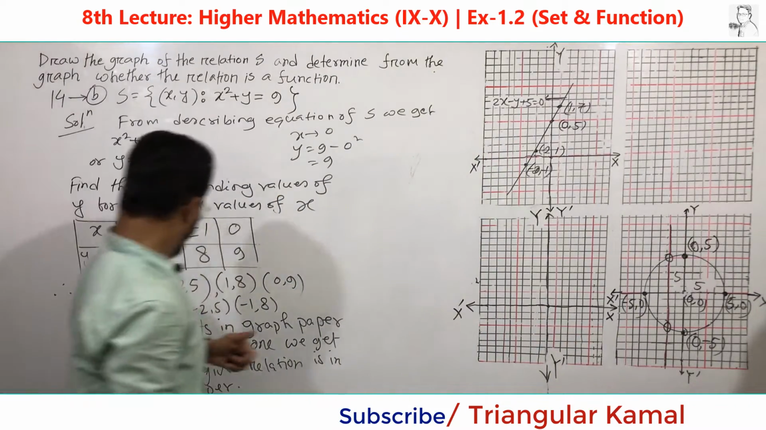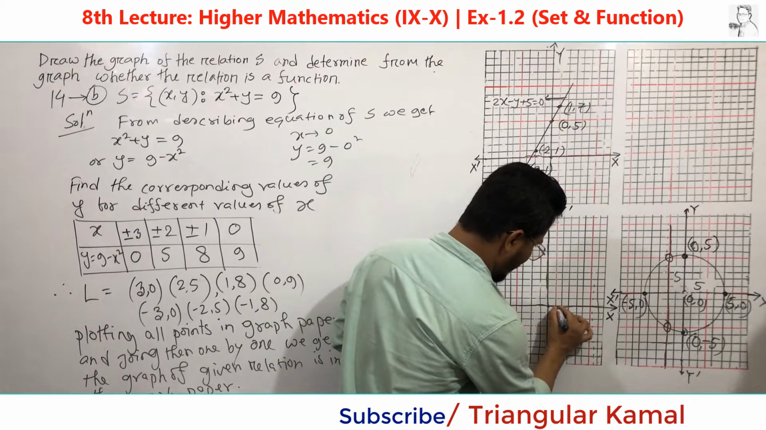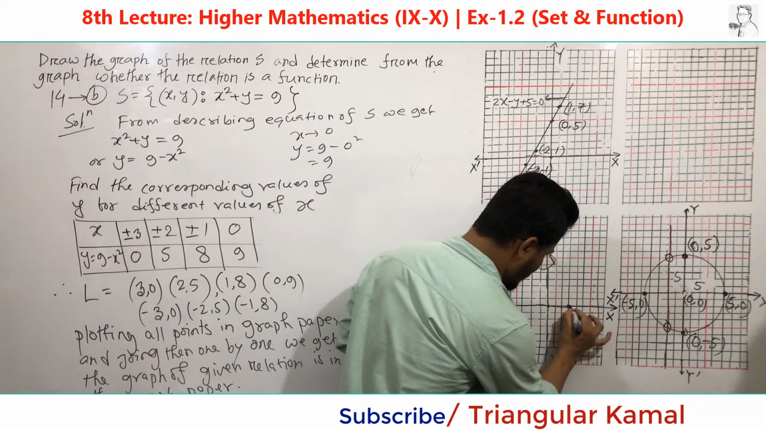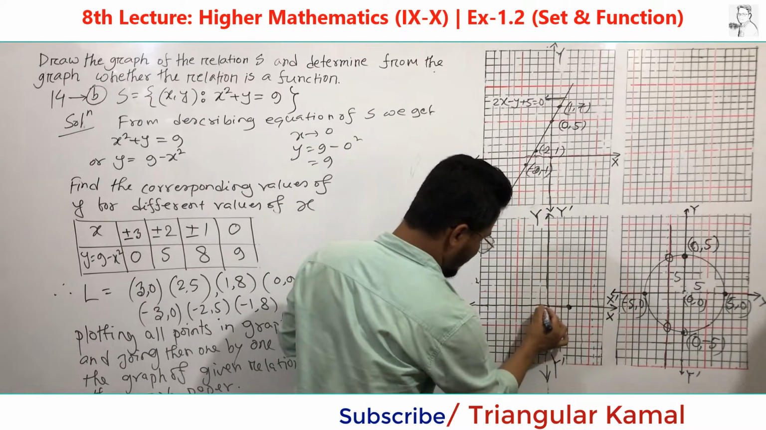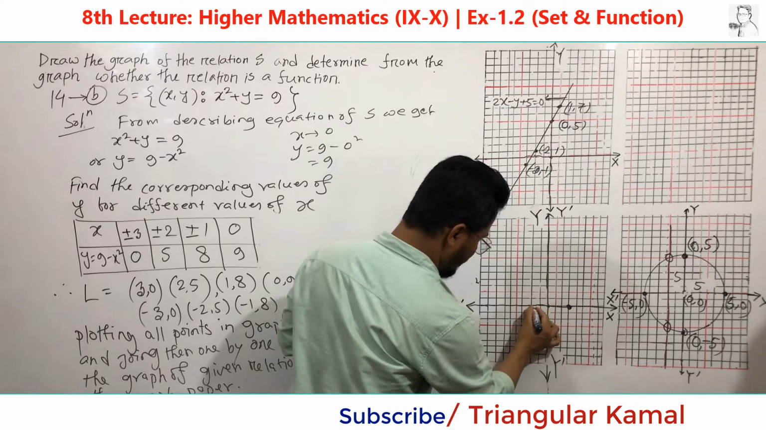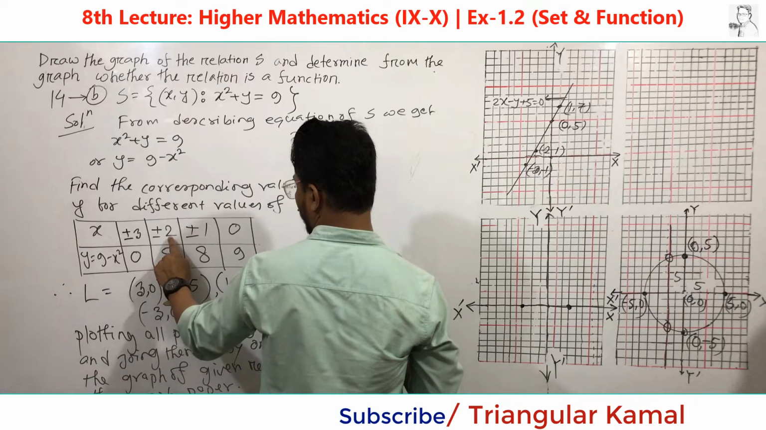So now (0, 3, 0). The first one, x is 3, 1, 2, 3, so (3, 0). And then another one, (-3, 0). So while x is -3, -1, -2, -3, (-3, 0), from origin to the negative side.